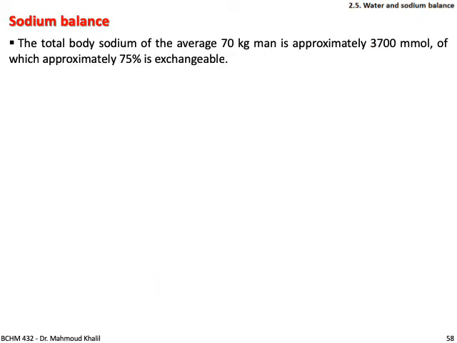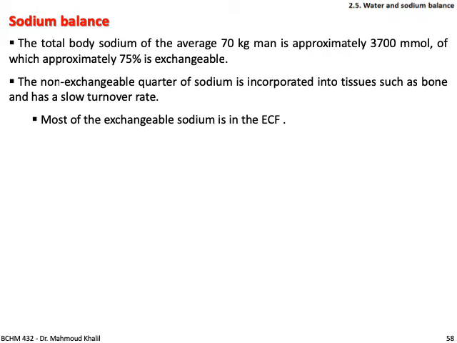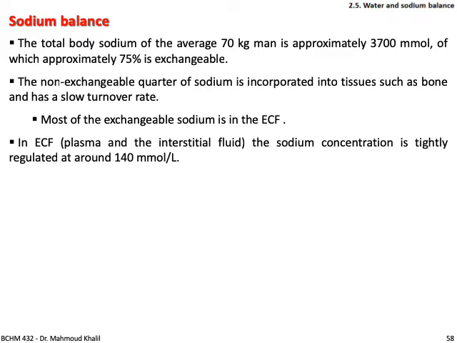If we talk about sodium balance, the main constituent of osmolality, the total body sodium of an average 70 kilogram man is approximately 3700 millimole. 75% of that amount is exchangeable, while the other quarter has a slow turnover rate, and most of the exchangeable sodium is in the ECF. So it's tightly regulated in the ECF, in plasma and interstitial fluid, at around 140 millimole per liter.